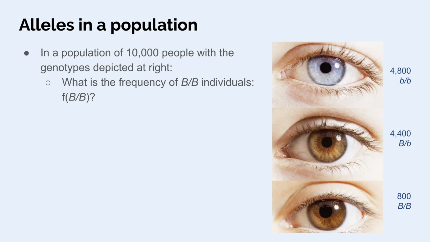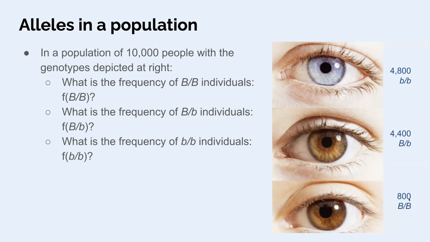So we can take these numbers of individuals, and I've made them conveniently add up to 10,000 individuals, and we can figure out what proportion of our alleles, if we take all the alleles, are big B and how many are little b. So let's start with our frequencies of genotypes. Frequency is the decimal indicating the proportion that are this one kind. So 4,800 out of 10,000 is 48%, or 0.48. 4,400 out of 10,000 is 0.44, or 44%, and 800 would be 0.08, or 8%.